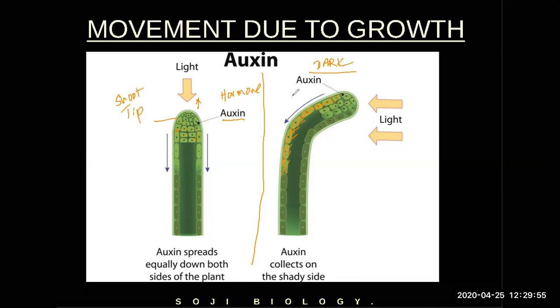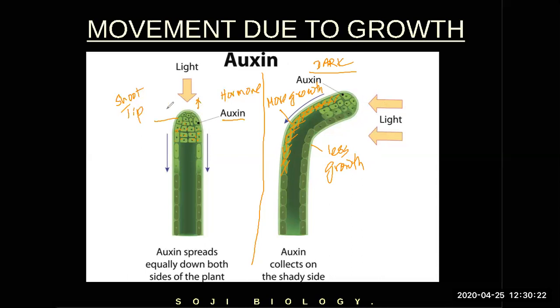Remember, the greater the amount of auxin, the greater the growth. So on this side, you find more growth. Growth of cells on this side is more than the growth of cells on the other side. Here you find less growth. Because of the difference in growth, it bends to one side, right? So this is the second example which we study, movement due to growth.